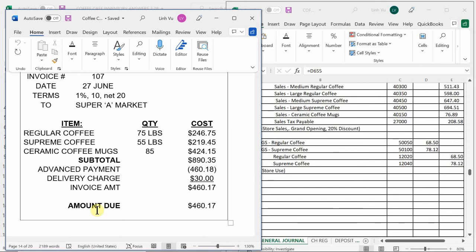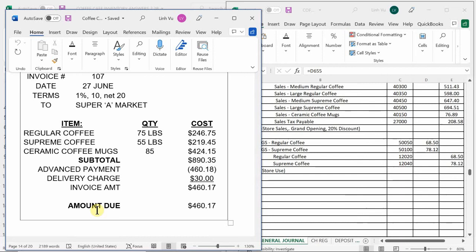Okay, so it was a reason why we had to buy an extra shipment just in case. Okay, so there you go. Right, those are all the numbers there. Now let's look at their receipt now. We got the subtotal of $890.35. There is an advance payment for $460.18. And of course, we charge the delivery fee of $30. So that means their total amount they owe me is $460.70. That is their total amount due.